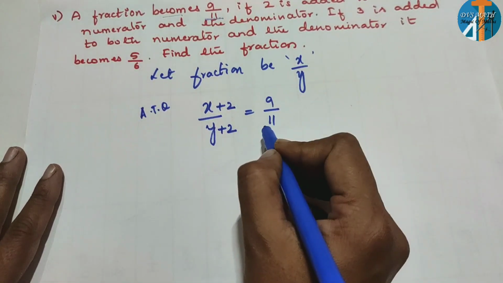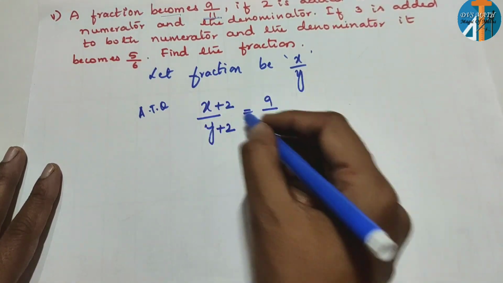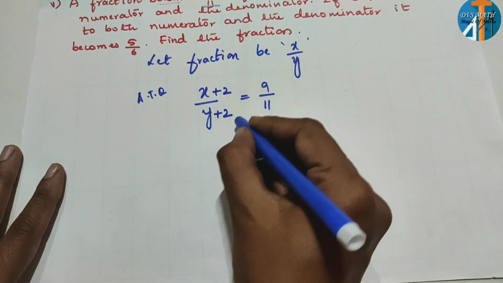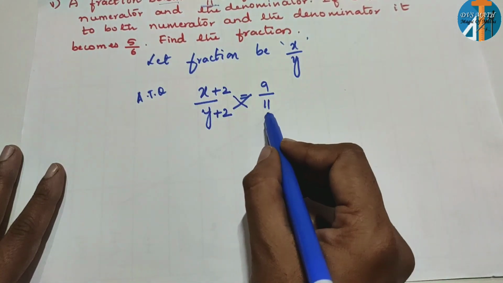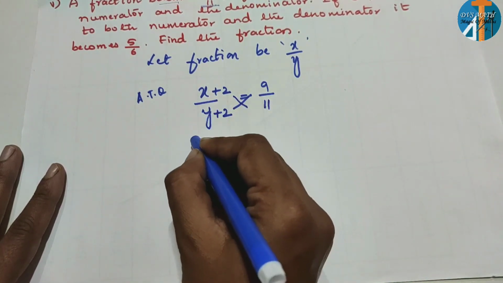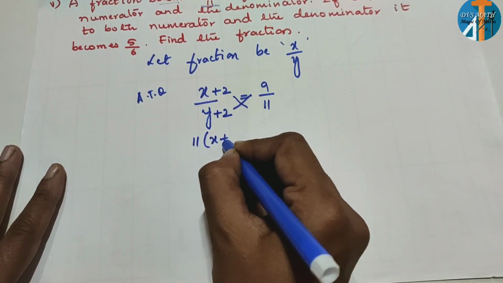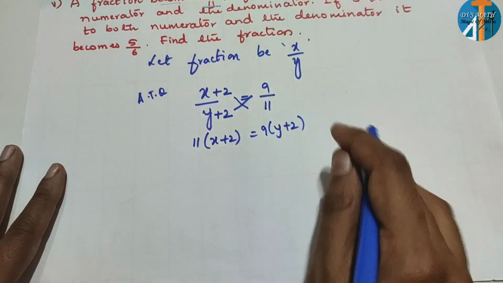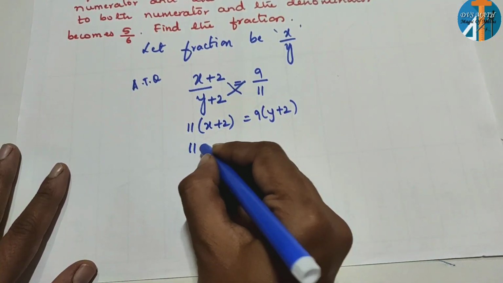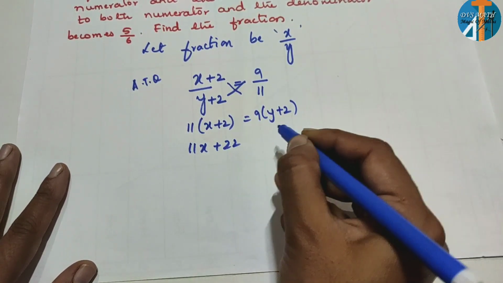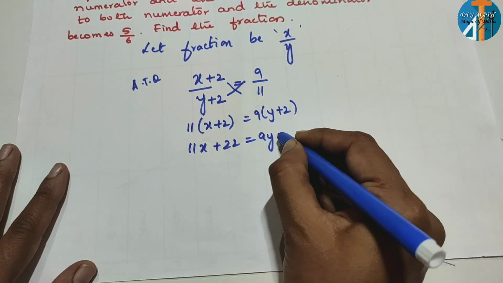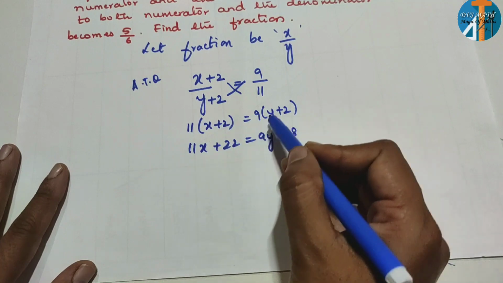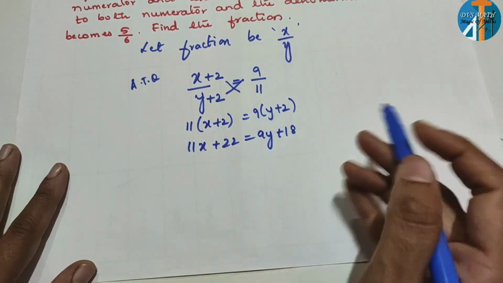Okay, now let us cross multiply these two. If we cross multiply these two, what will we get? 11 into x plus 2 is equal to 9 into y plus 2. This is how cross multiplication works. If you multiply, 11x plus 22 is equal to 9y plus 18. Yes, right. 11 into x, 11x, 11 2s are 22. 9 into y, 9y, 9 2s are 18.